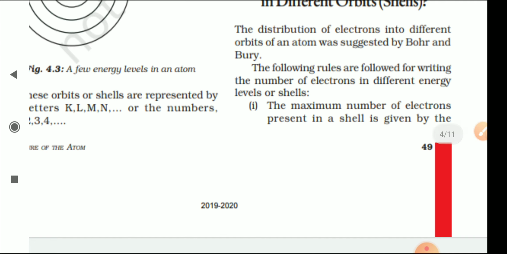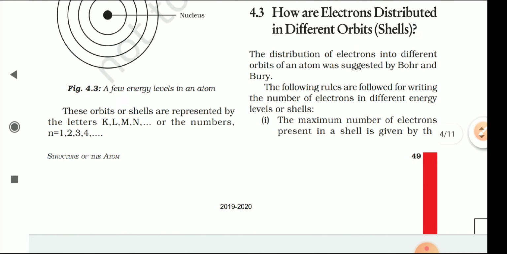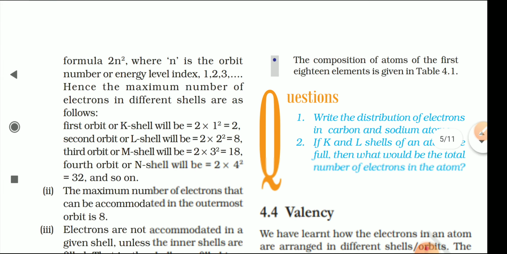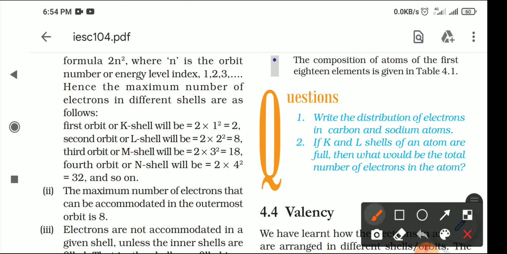The maximum number of electrons present in a shell is given by the formula 2n square, which I told you. Who has given that? Bohr and Bury. This formula is very important in chemistry, where n is the orbit or the number of the energy level or shell. If we keep the values 1, 2, 3, we get the number of electrons. Hence the maximum number of electrons in the different shells are as follows.